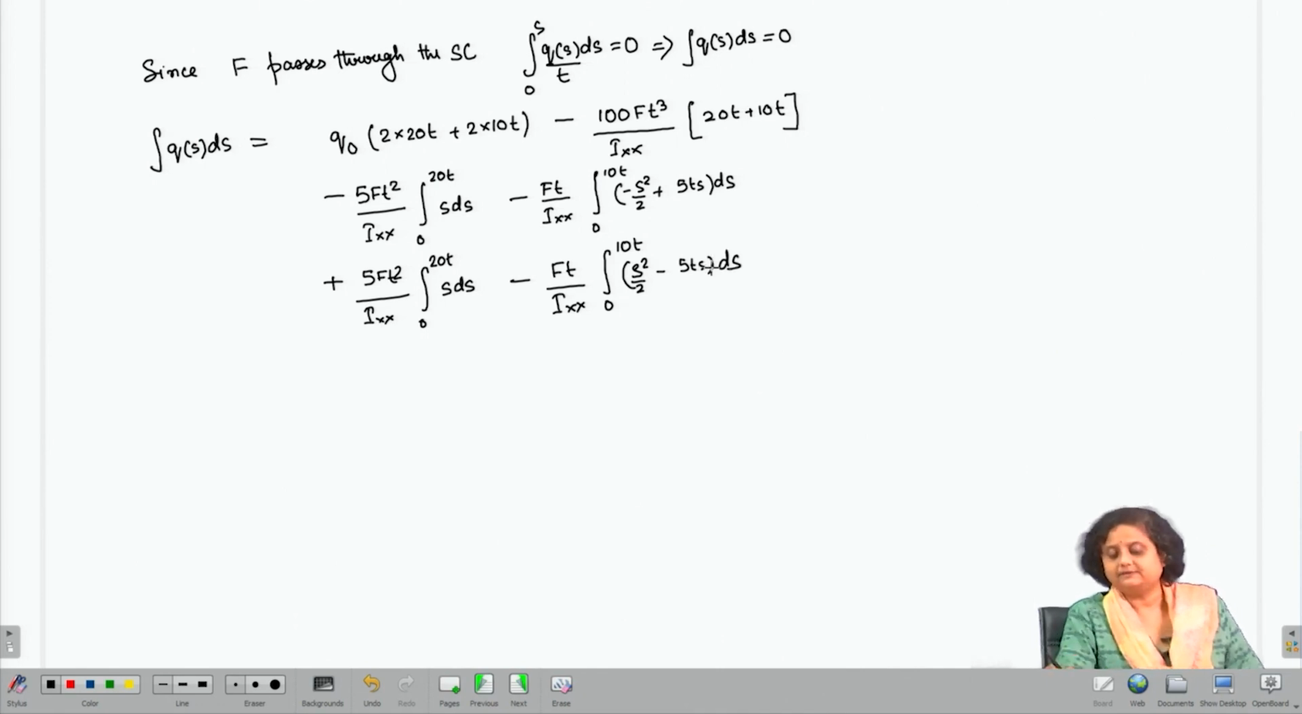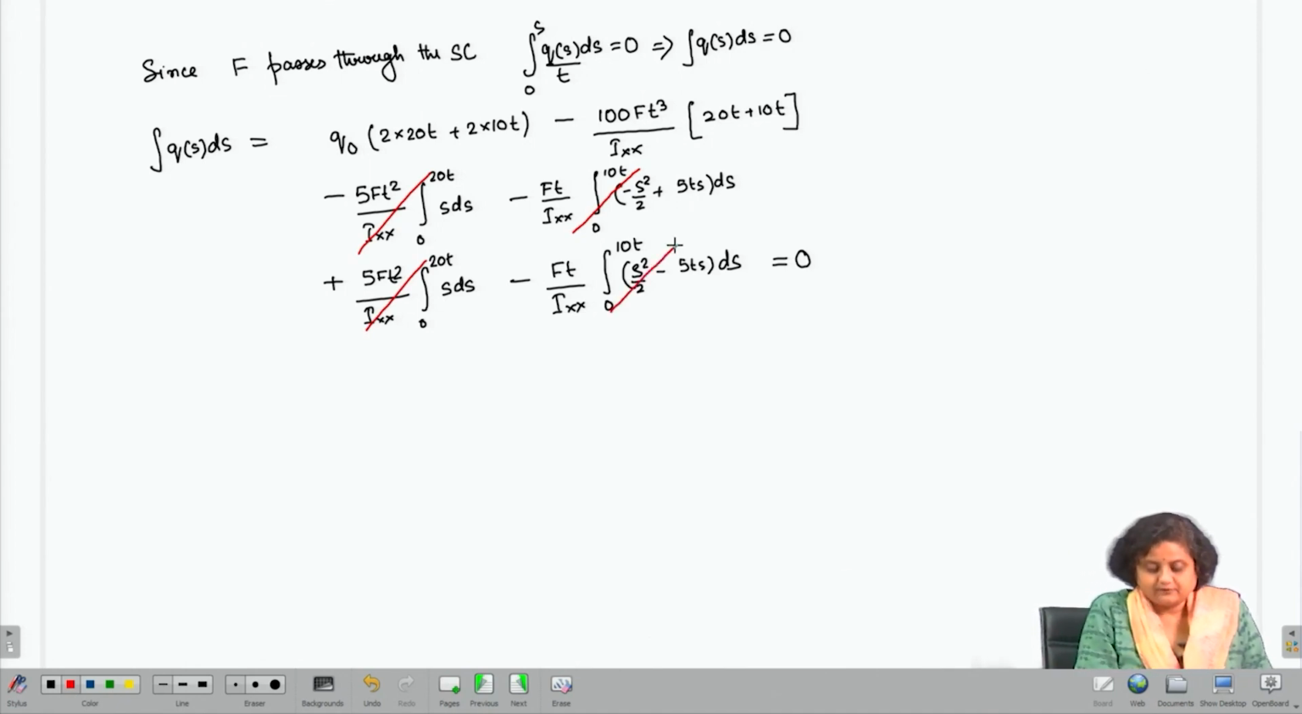So, this has to be equal to 0. If we carefully see this, then this is going to cancel out with this, this is going to cancel out with this. So, therefore, we are left with 40 plus 20, 60 t Q0 minus 30 t into 100 F t cube by Ixx, and that is equal to 0.